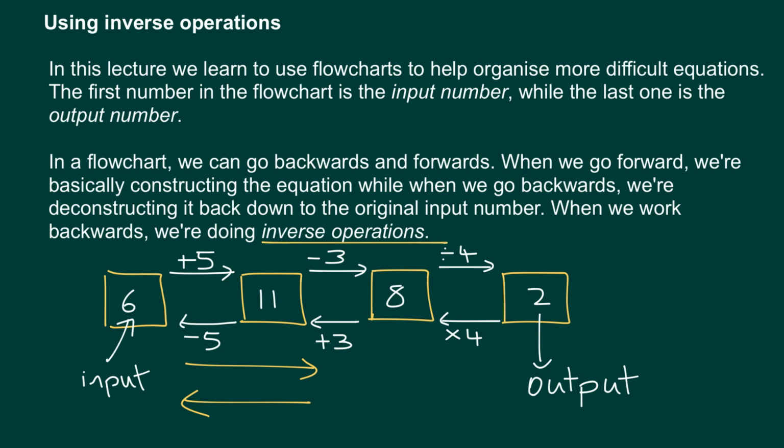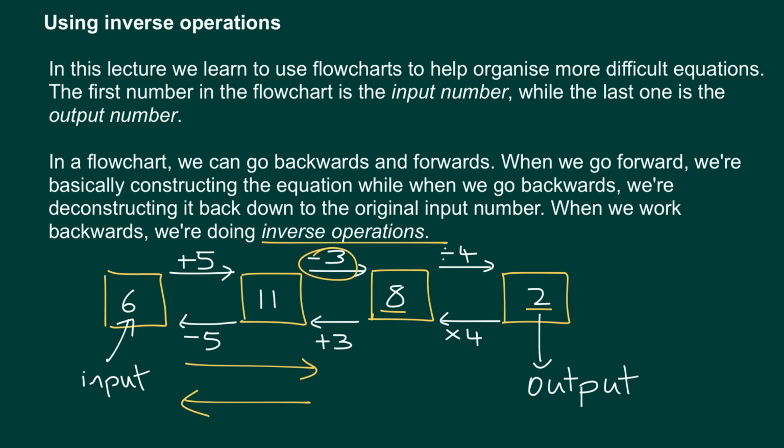So let's have a look at the flowchart here as an example. We start off with the input number of 6, then the flowchart guides us pretty easily. So we have plus 5 to the next box, which gives us an 11. Then we do take away 3, right there, which gives us an 8. Then we do divided by 4, which gives us the final answer, which is the number 2. Now, as we said, the final digit in the flowchart is known as the output number.